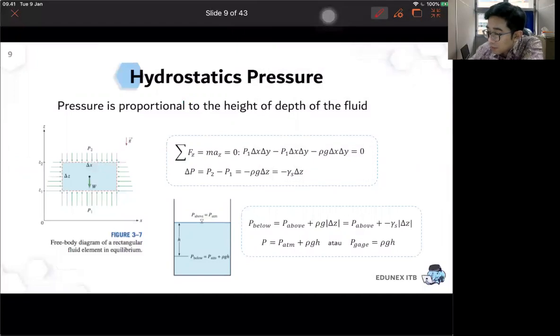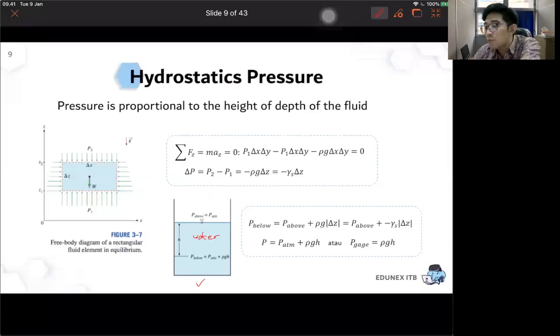The example is this one. So you have a container, you have a glass or a cylinder, for example, then you fill the container with water. So this one is, for example, water. The water is in static condition. The static means the water is not moving, right?